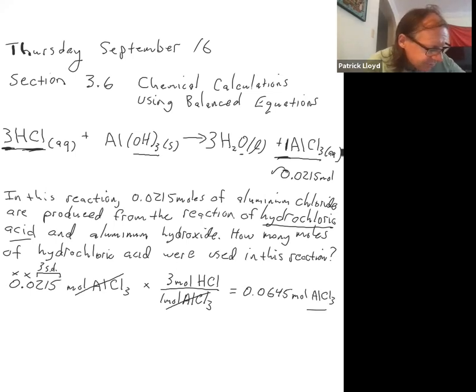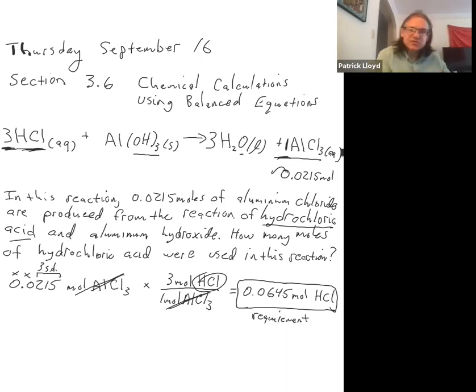Okay, and there's your moles of aluminum chloride. So there's our answer, right? That's how much is required. I'm sorry, HCl. That's how much HCl is required. Right, dimensional analysis. HCl is what we're left with. So this is the requirement in this reaction.